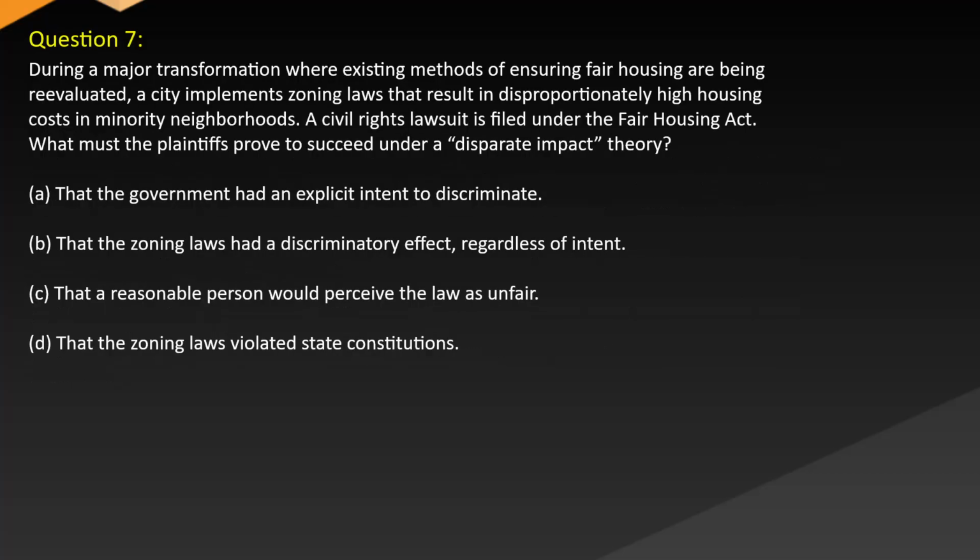Question 7. During a major transformation where existing methods of ensuring fair housing are being reevaluated, a city implements zoning laws that result in disproportionately high housing costs in minority neighborhoods. A civil rights lawsuit is filed under the Fair Housing Act. What must the plaintiffs prove to succeed under a disparate impact theory?